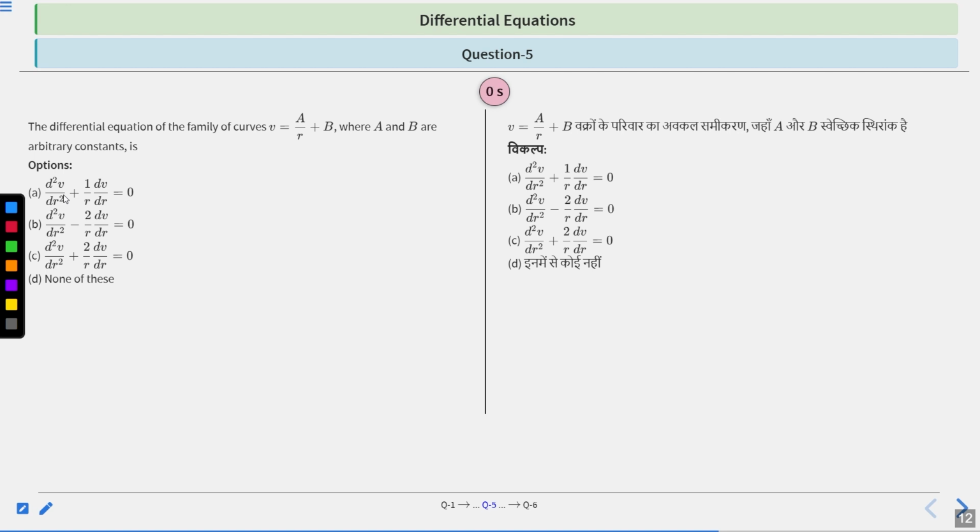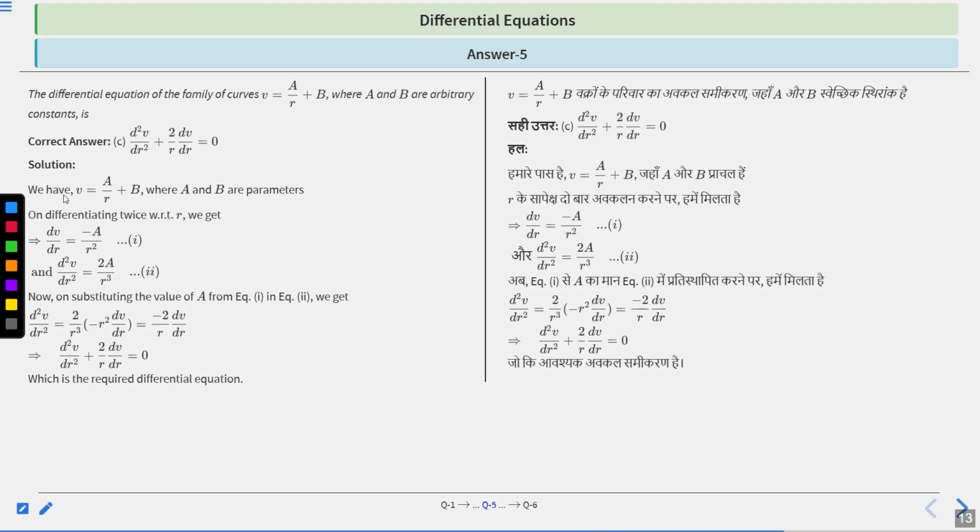Okay. Let's move to the solution part. See, we have V is equal to A by R plus B, where A and B are parameters. Now, on differentiating twice with respect to R, we get dV by dR is equal to minus A upon R square, right? And when we differentiate again with respect to R, we get d square V upon dR square is equal to 2A upon R cube.